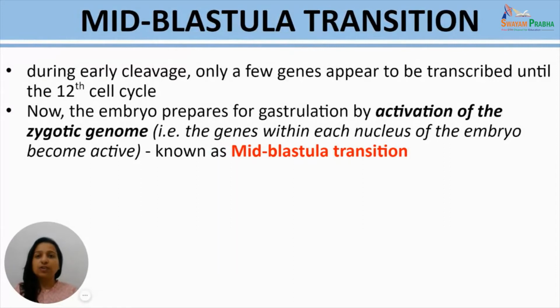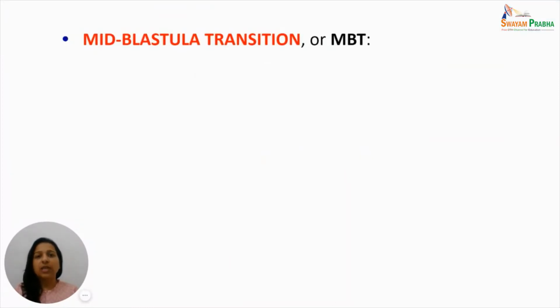An important condition during gastrulation is the mid-blastula transition. During early cleavage, only a few genes appear to be transcribed until the 12th cell cycle. But now, when the embryo has to prepare for gastrulation, it needs to activate the whole of its zygotic genome. That means the genes within each nucleus of the embryo have to become active. And it is this which is known as the mid-blastula transition or the MBT.